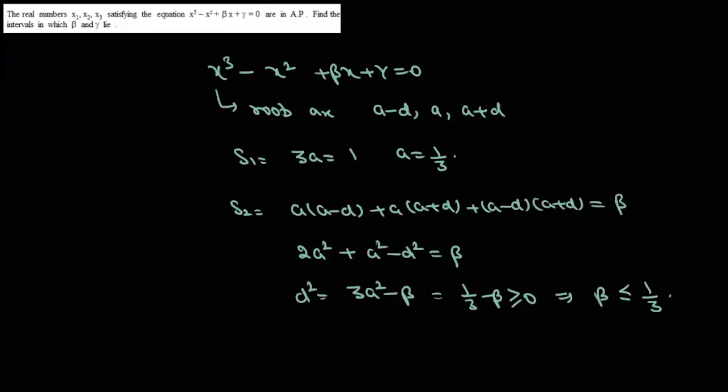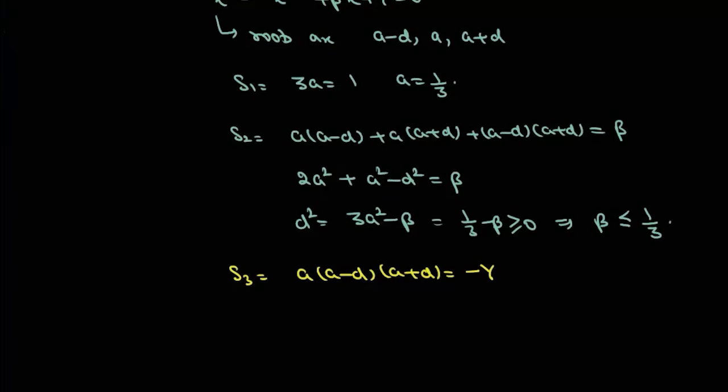Now for gamma, we write S3. Now S3 is the product of roots. So this is (a minus d) into a into (a plus d), and it will be equal to minus gamma. Now this is a into (a square minus d square), and this is minus gamma. Now a is 1 by 3, so it will be 1 by 3, and this is 1 by 9 minus d square, and this is minus gamma.